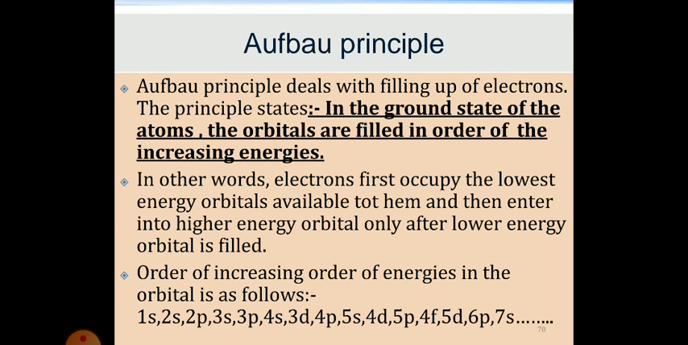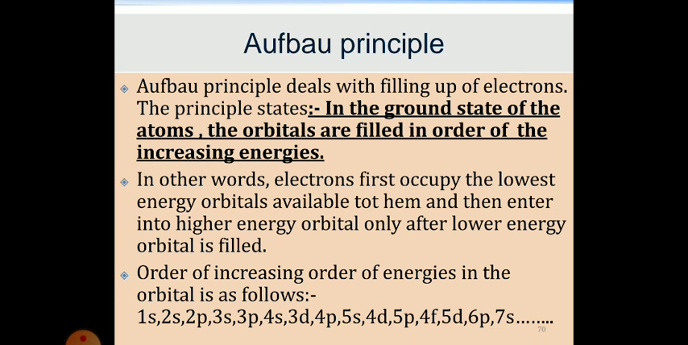Now students, after this we are going to learn the next principle, that is the Aufbau principle. Why is this principle important in this chapter, or to study the details of these atoms? This is the principle which tells us how to fill the electrons in particular suborbitals. The Aufbau principle, which deals with the filling up of electrons, states that in the ground state of the atoms, the orbitals are filled in the order of increasing energies. So students, we should first learn the increasing order of the energy levels. In other words, the electrons first occupy the lowest energy orbitals available to them and then enter into the higher energy orbitals only after lower energy orbitals are filled.